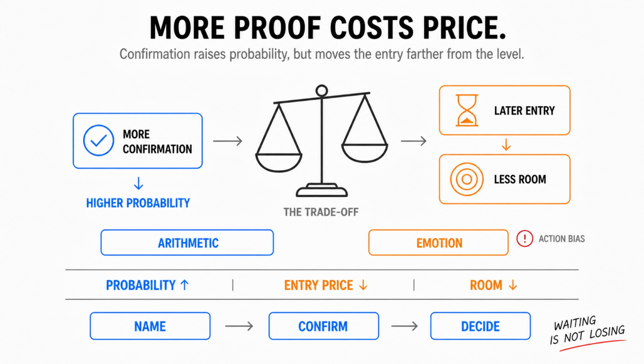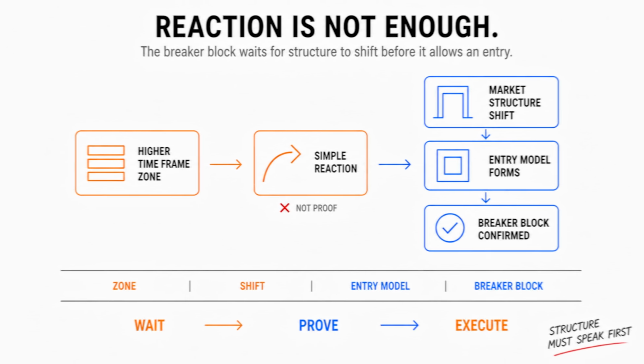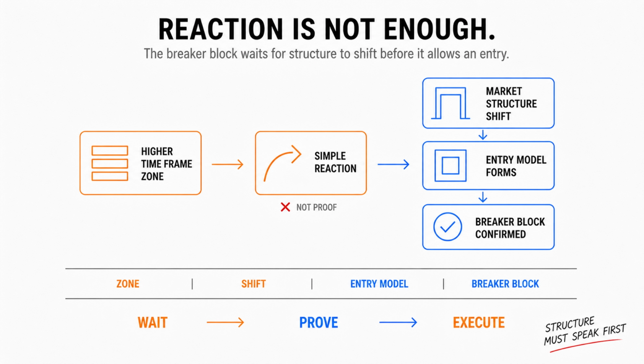Action bias makes waiting feel like losing, so an unfilled setup feels like a mistake, while a filled one feels like work, even when the filled one had no proof behind it. An A+ setup is never the one that felt best to take. It is the one where you could name what confirmed it before you clicked. The next model takes that trade-off seriously.